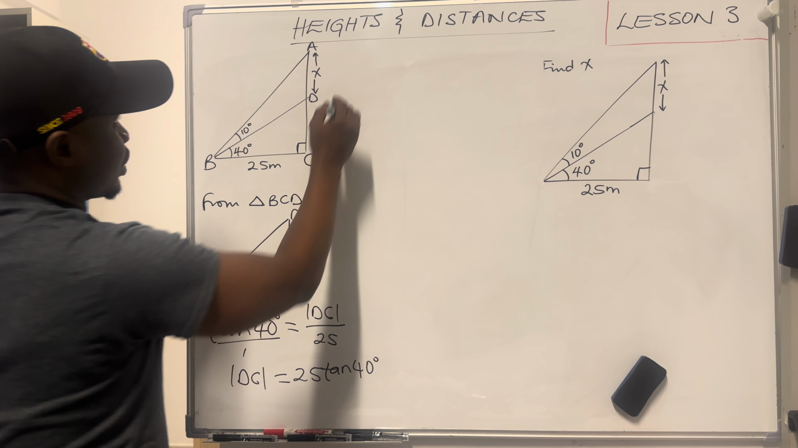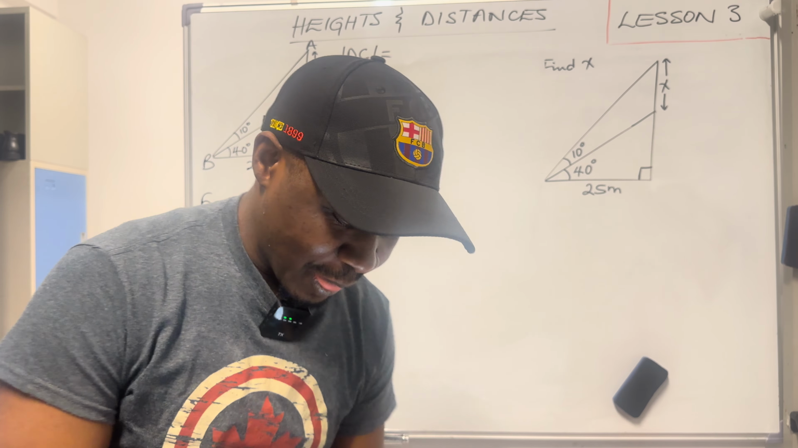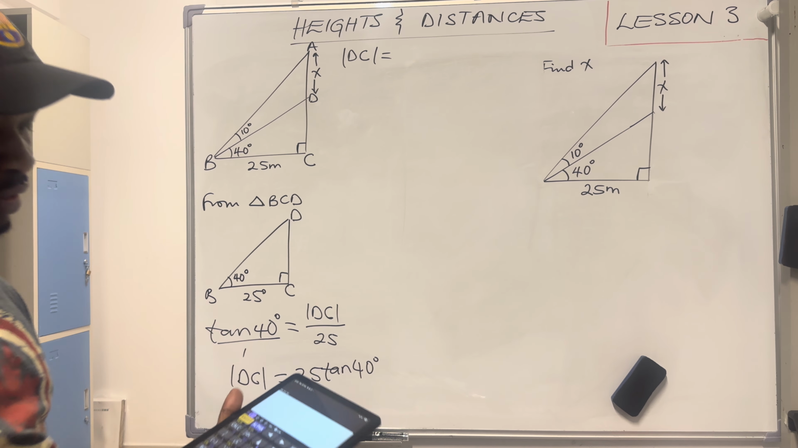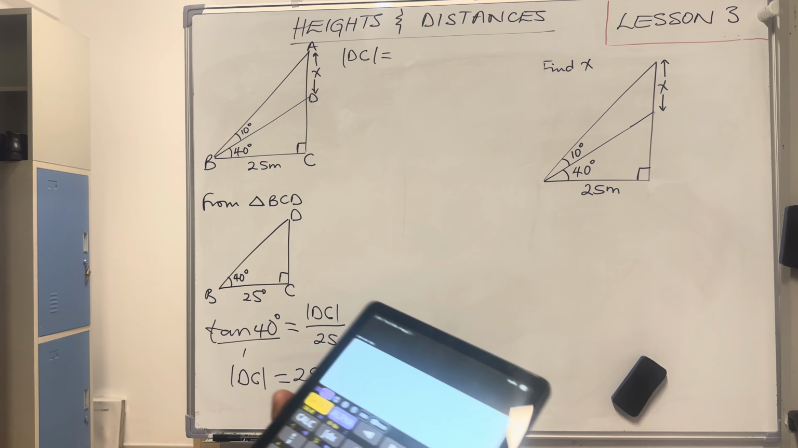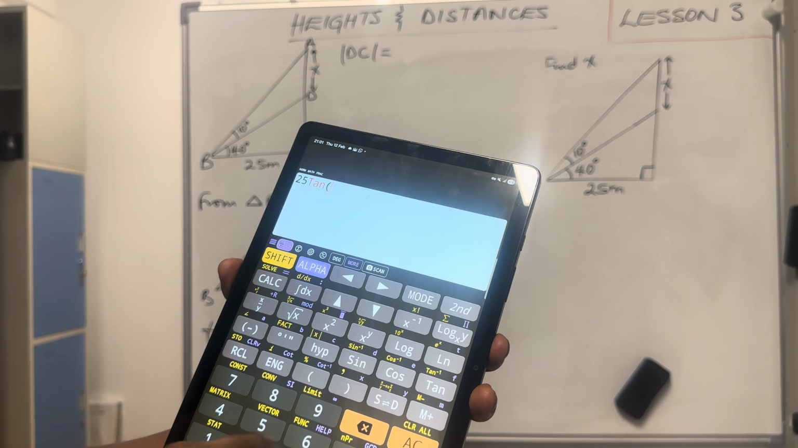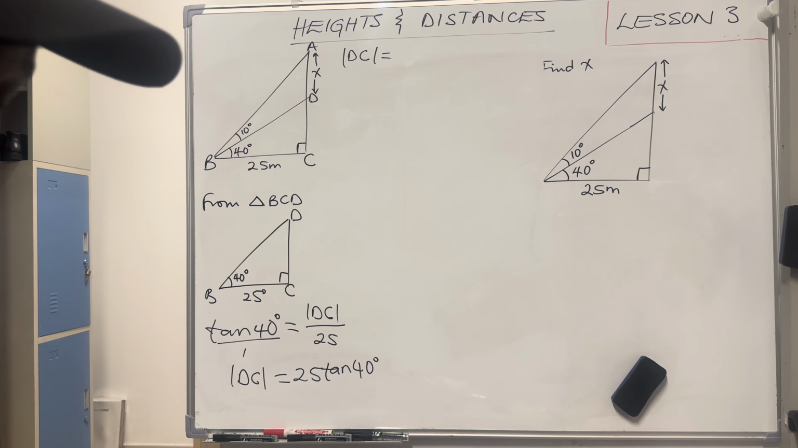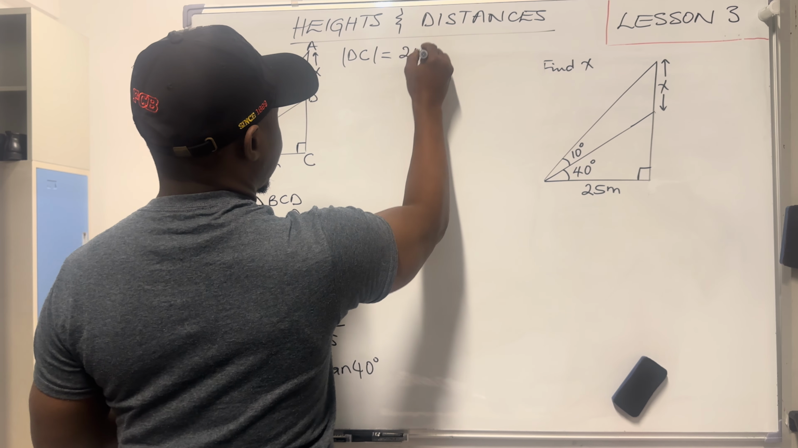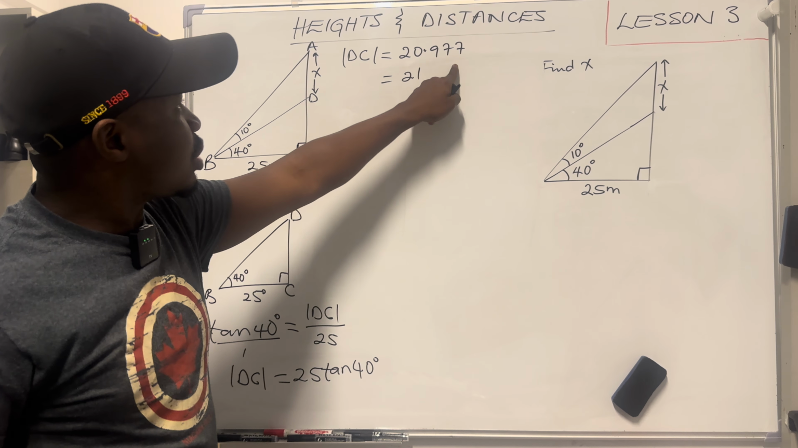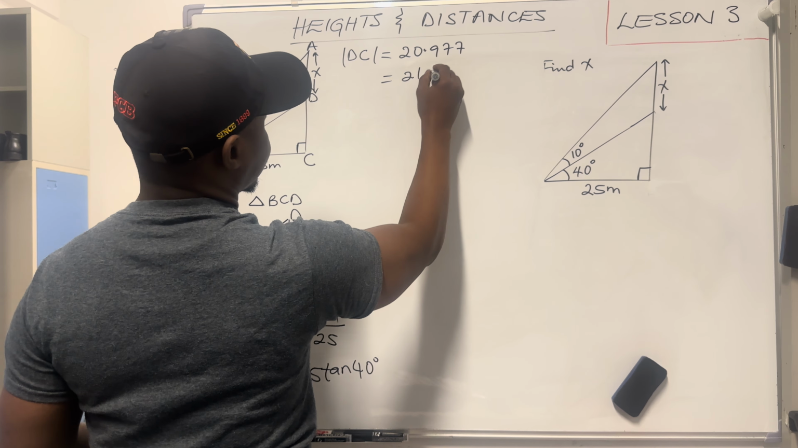All right. So now we say DC is, without wasting time, you can use your calculator to know what is 25 tan 40. 25 tan 40 gives 20.977. Approximately this is 21, because rounding this one up to this one becomes 10, it will affect this one. So it is 21.